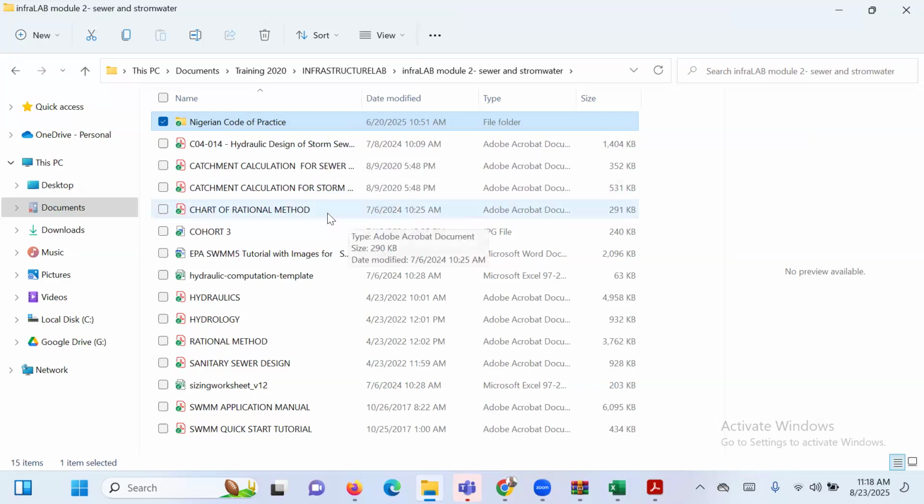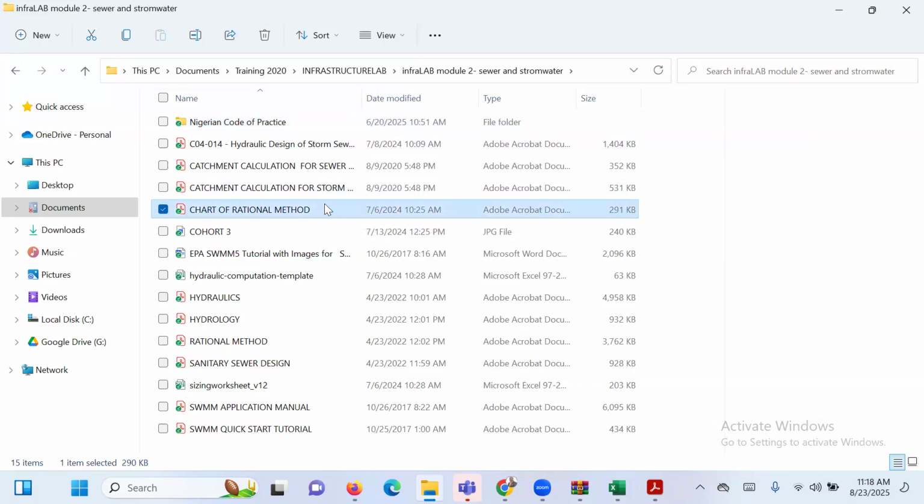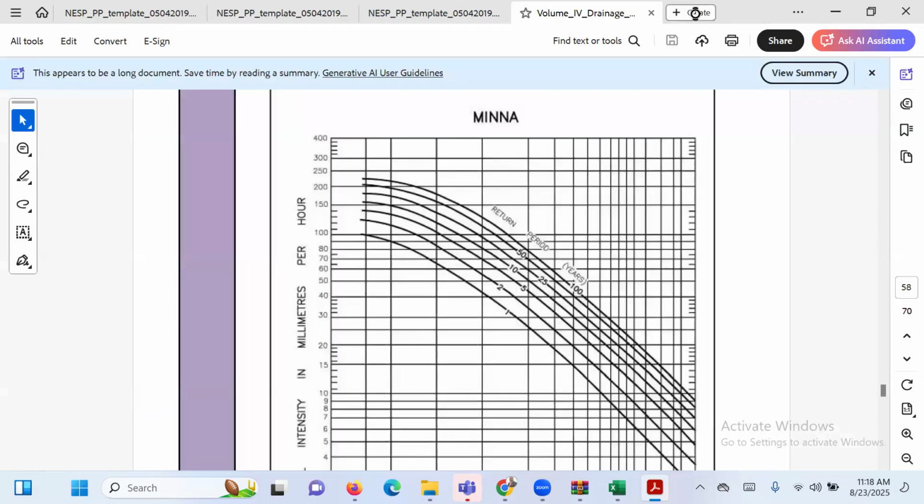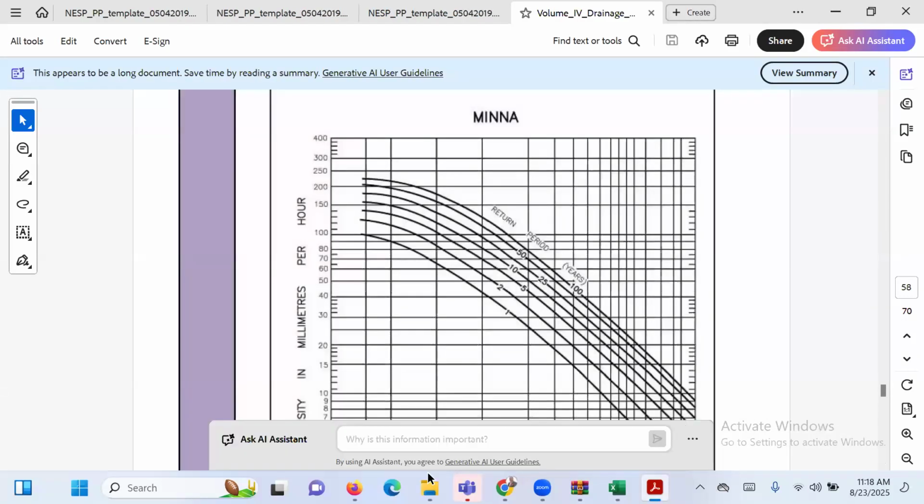So the next thing I want to show us is what we call the rational method, so that from next week, we'll start the calculation. This is the rational method chart. Let me introduce us to the rational method.